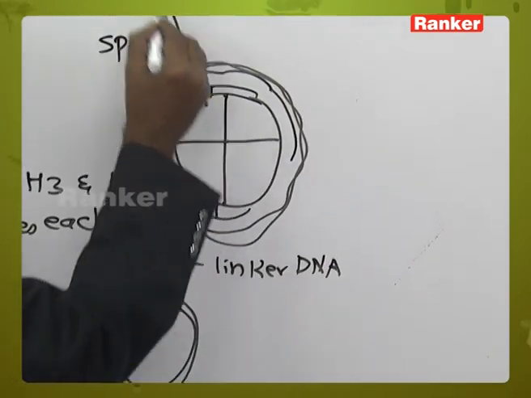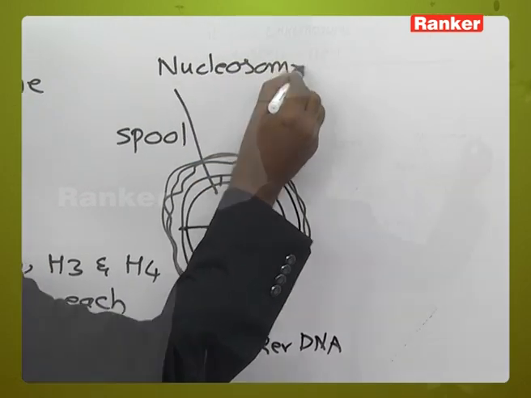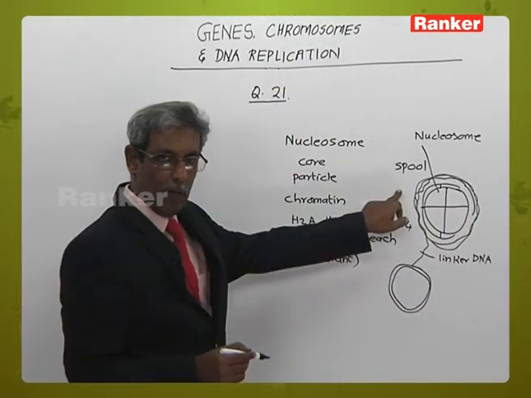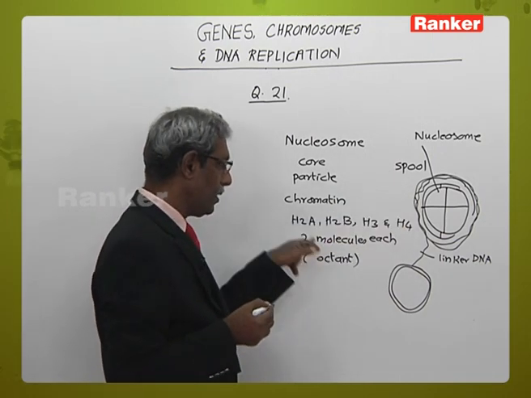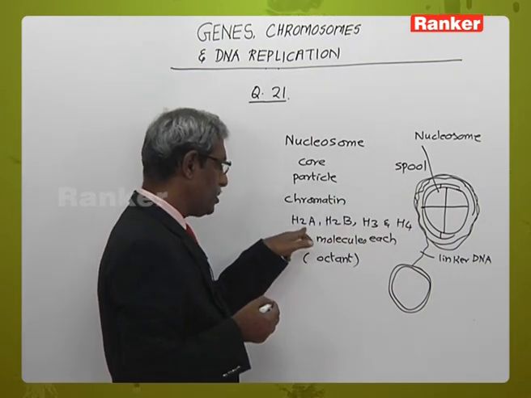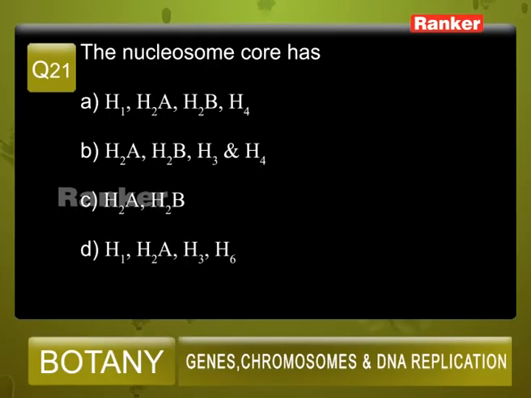So, a nucleosome is primarily a sort of packing material or the spool, and the core is primarily made up of 8 molecules, that is 2 molecules each of H2A, H2B, H3 and H4. The right answer is B.